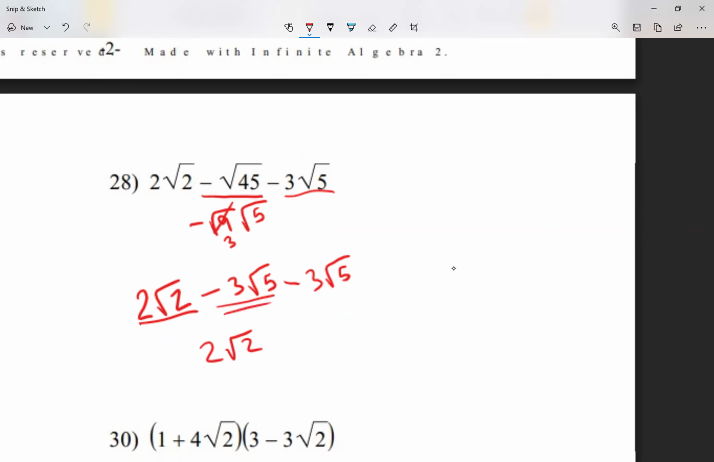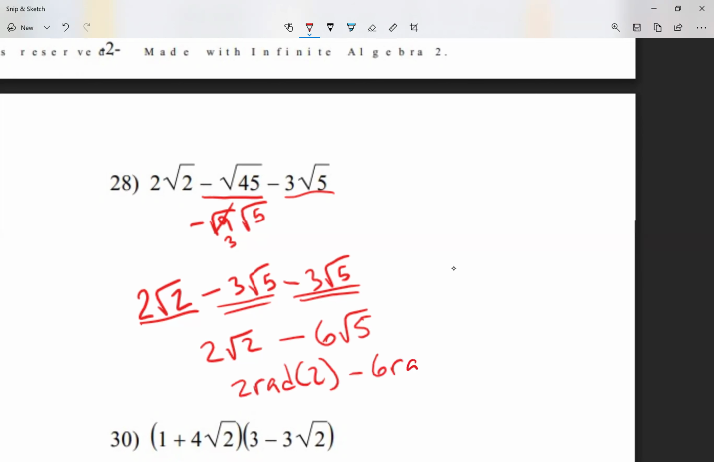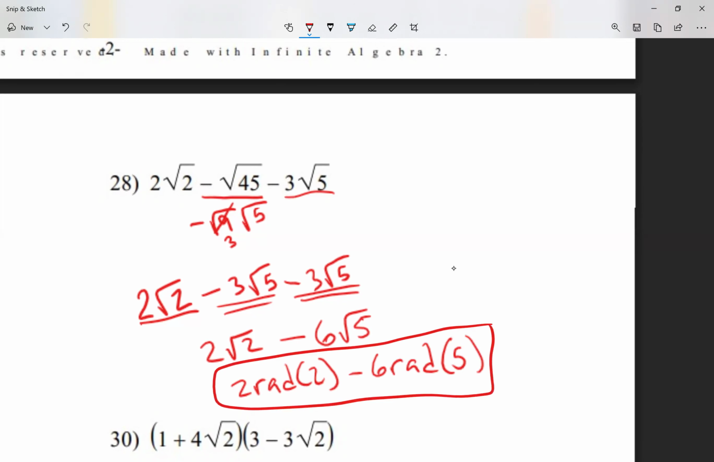Then my other radicals, they have the same radical 5. So I'm going to be able to combine them by combining the numbers outside. We call these coefficients. Negative 3 and a negative 3, that gives me negative 6. So minus 6 radical 5. Again, on paper, I can easily write it like this. On our homework, I'm going to have 2 radical 2 minus 6 radical 5, all together, no spaces.